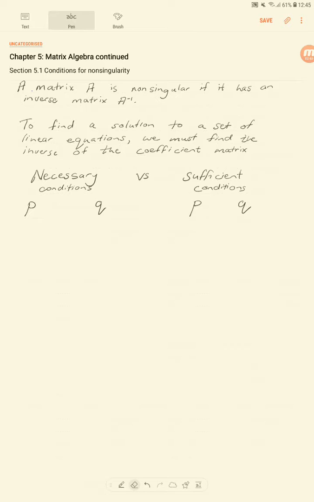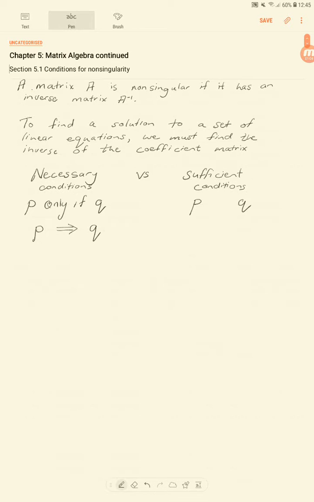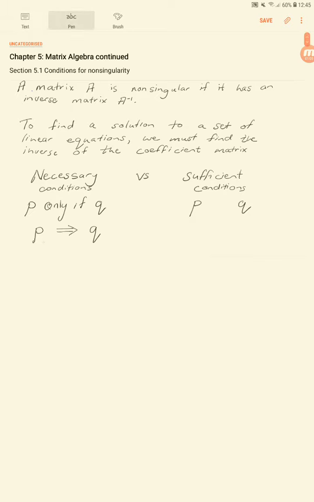A necessary condition states that a statement P will be true only if Q is true. And we denote this by saying statement P, a double arrow towards the right, Q. So P double arrow to the right of Q is a necessary condition stating that P is only true if Q is true.